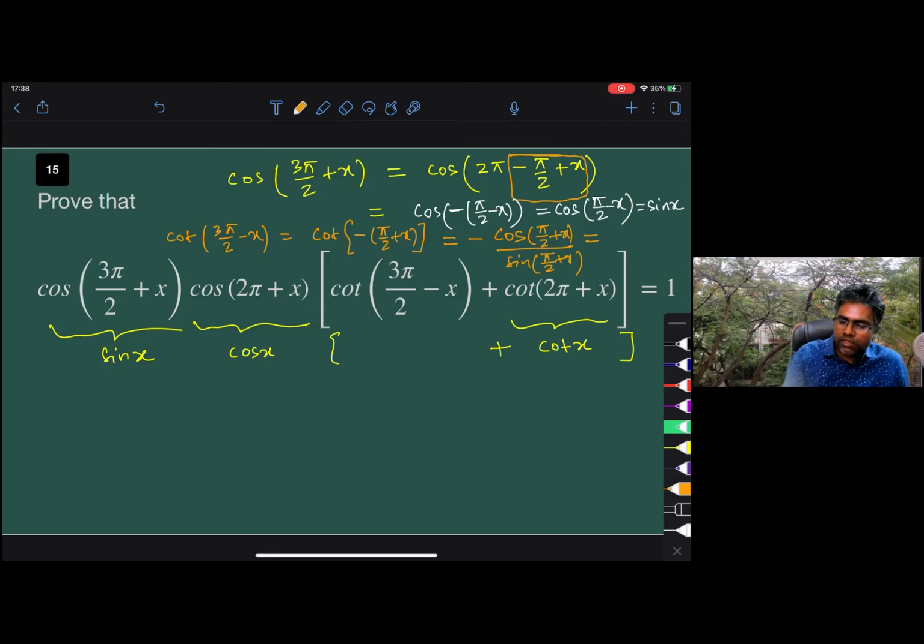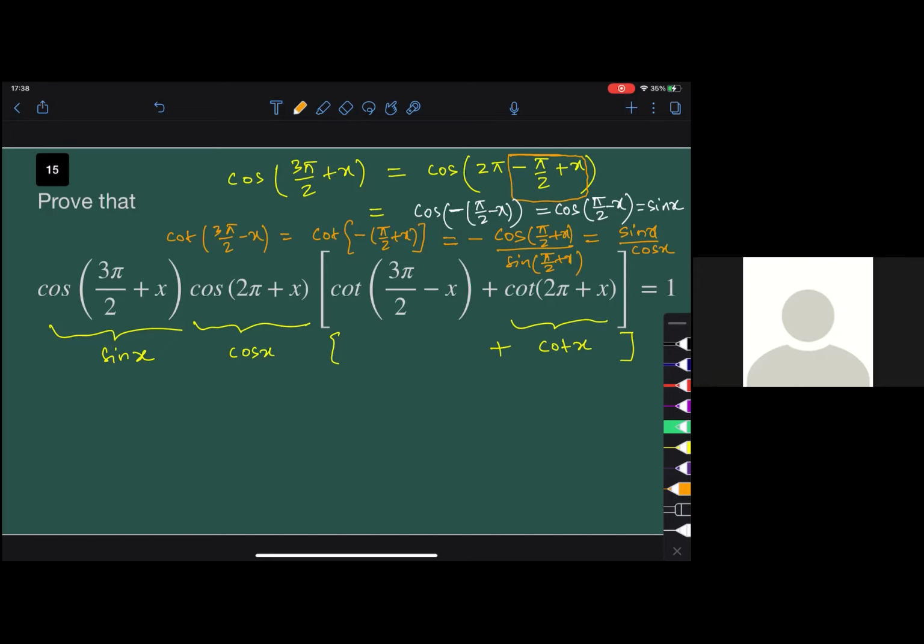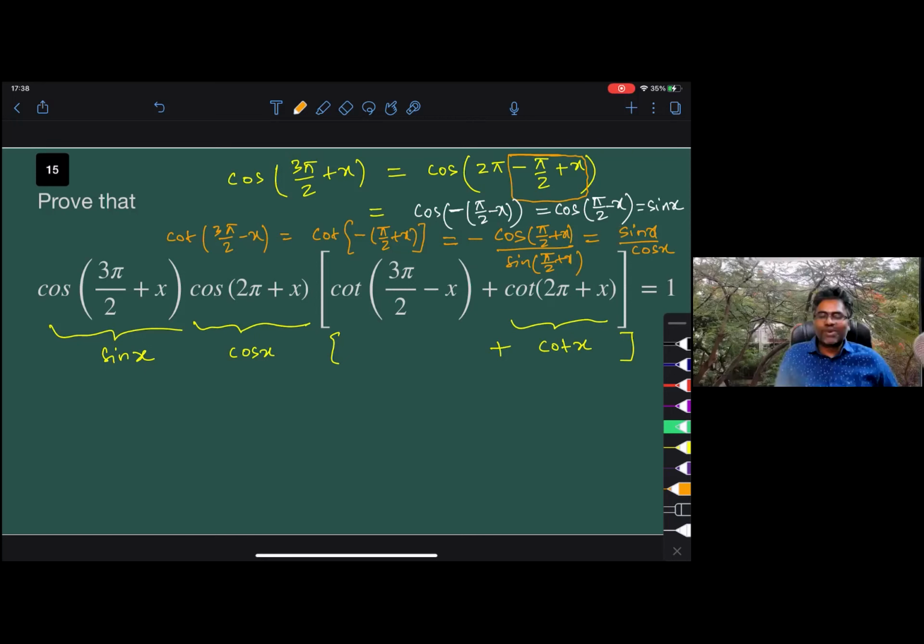Okay, so this is sine x and this is cos x. Guys, was I going very fast? Do you guys understand this? Not really. Harsha, are you okay? No, sir. Okay, let us go slowly. Okay, so I'll do one thing. Let me go slowly.